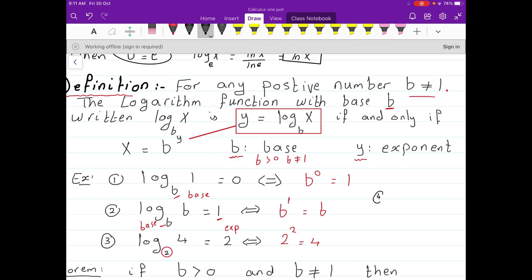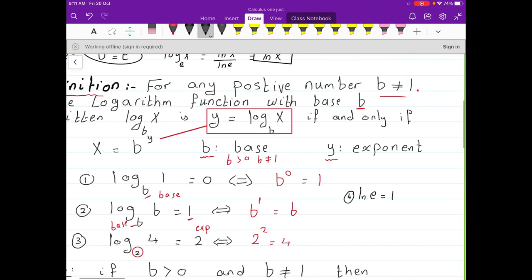If we say ln e equals 1, what does this mean? When you have ln, that means the base is e. This means e to the power 1 equals e. If you have ln 1 equals 0, what does this mean? The base for ln: e to the power 0 equals 1.